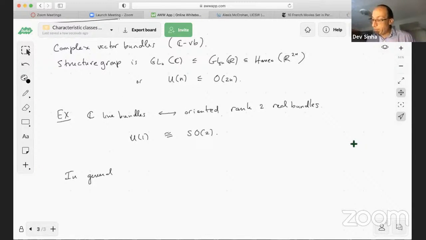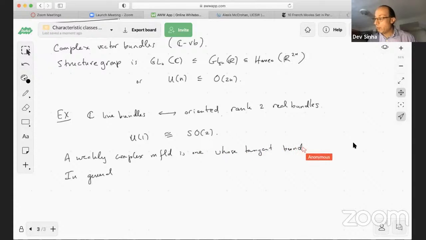In general, let me define a little bit of terminology. We'll call a weakly complex manifold one whose tangent bundle is complex. In other words, can be given a complex structure. And I'll emphasize complex topological bundle structure. It's complex bundle structure.